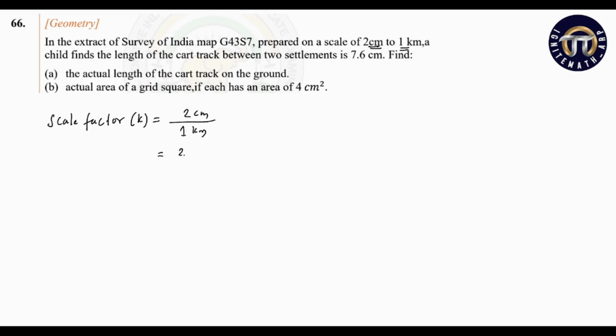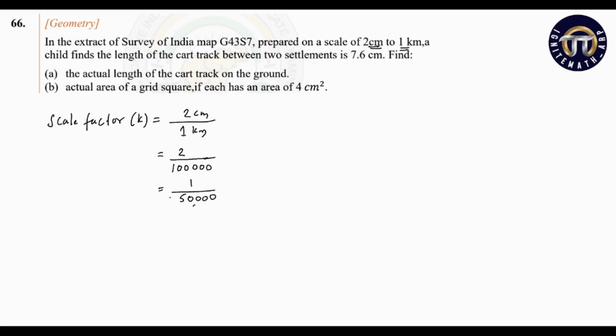So I will express this kilometer in terms of centimeter. You know that 1000 meters makes 1 kilometer and 100 centimeters makes 1 meter. So I can write this one as 1 followed by 5 zeros. Okay, so which can be later reduced to 1 by 5 followed by 4 zeros. Clear, children? Right. So that is nothing but 1 by 50,000. 1 is to 50,000 is the scale factor.